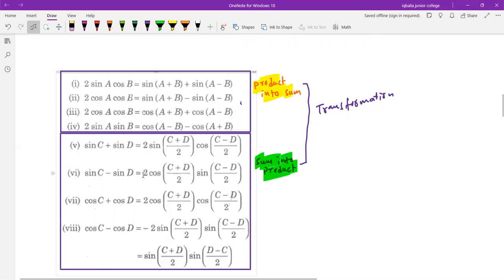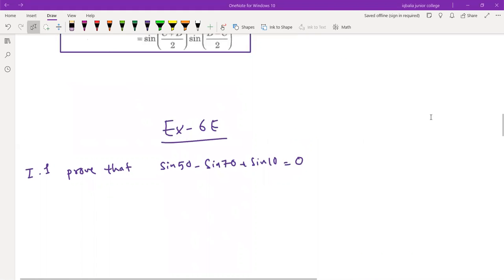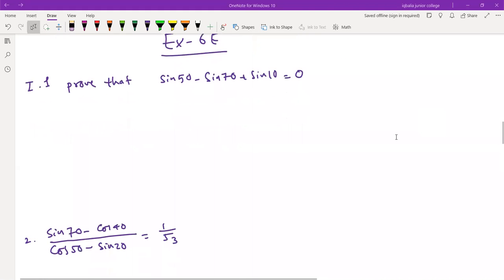Based on these 8 formulas, we are going to solve exercise 6e. If you have any doubt, you can ask me. Now here we have to prove that sine 50 minus sine 70 plus sine 10 is equal to 0. So let's get the solution.